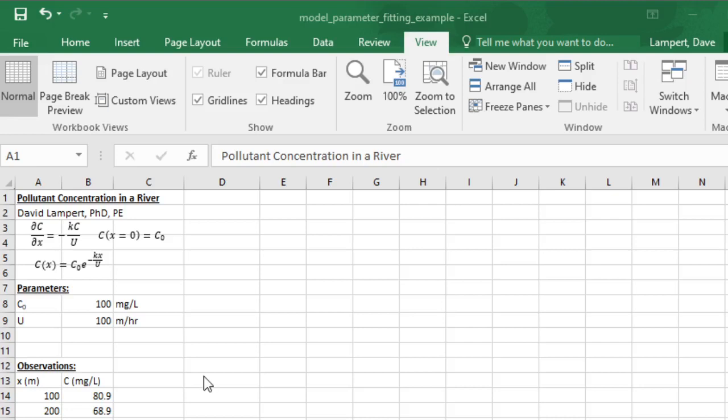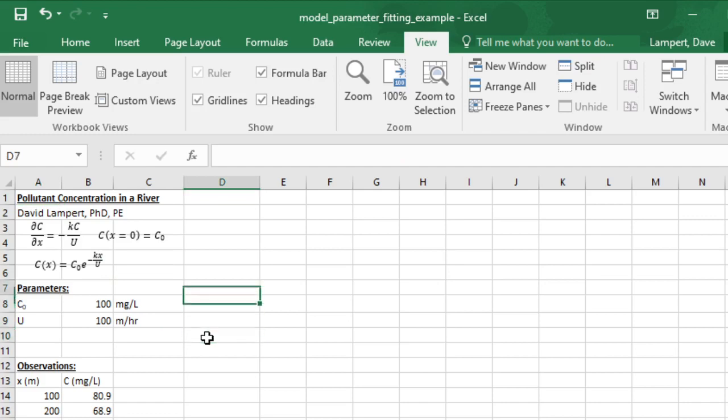Alright, I wanted to make a video here where I talked a little bit about fitting parameter values for models. So we use models a lot in environmental engineering applications, also in just most kinds of engineering designs. And so I came up with a relatively simple model.